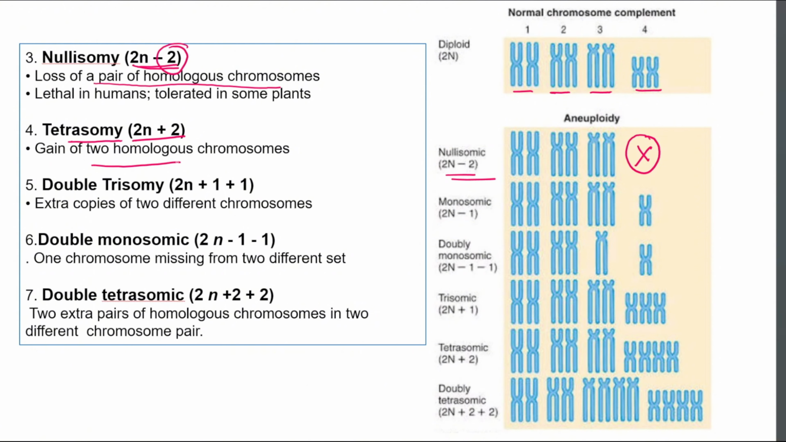Next is tetrasomy, 2n plus 2. Gain of two homologous chromosomes. So here is the tetrasomy, where two extra chromosomes are added to a single pair. So this is the 4 chromosome where two extra homologous chromosomes are added.